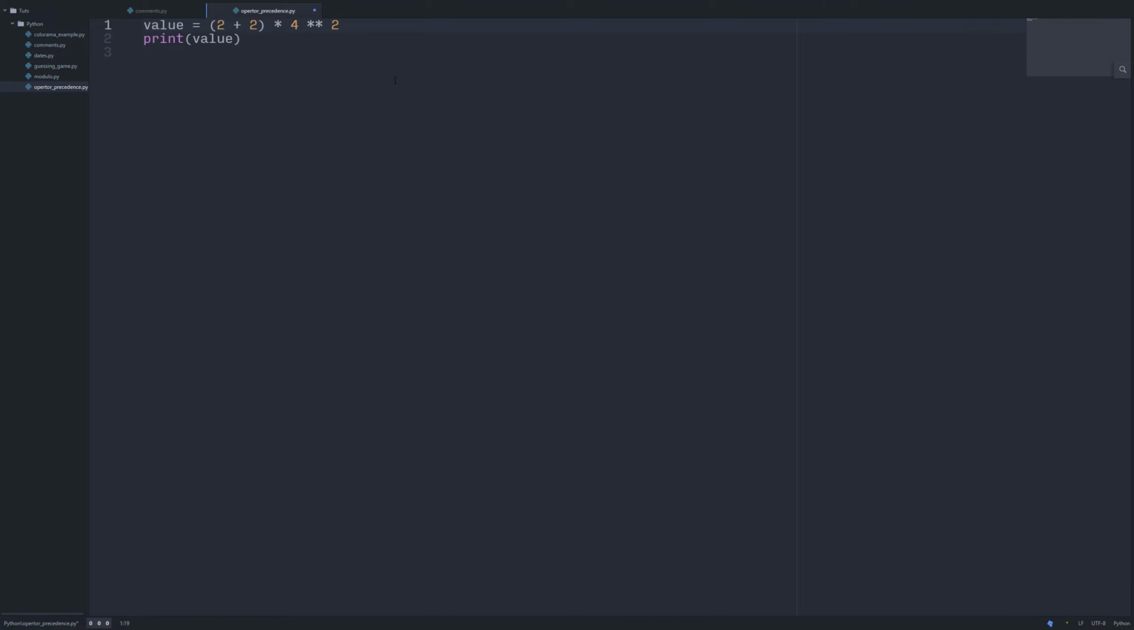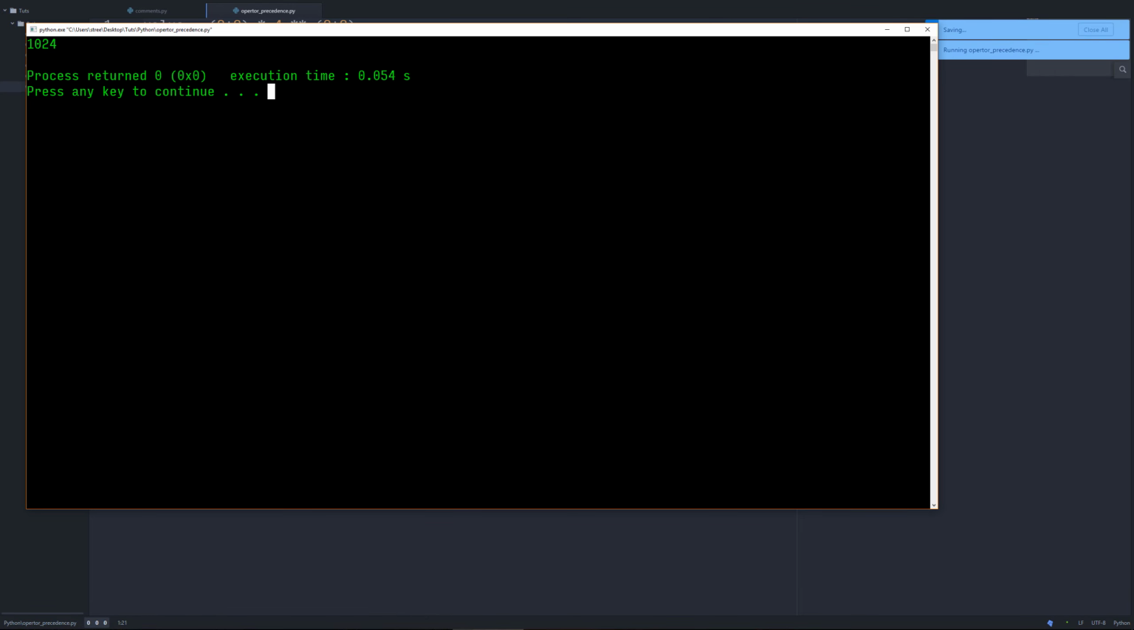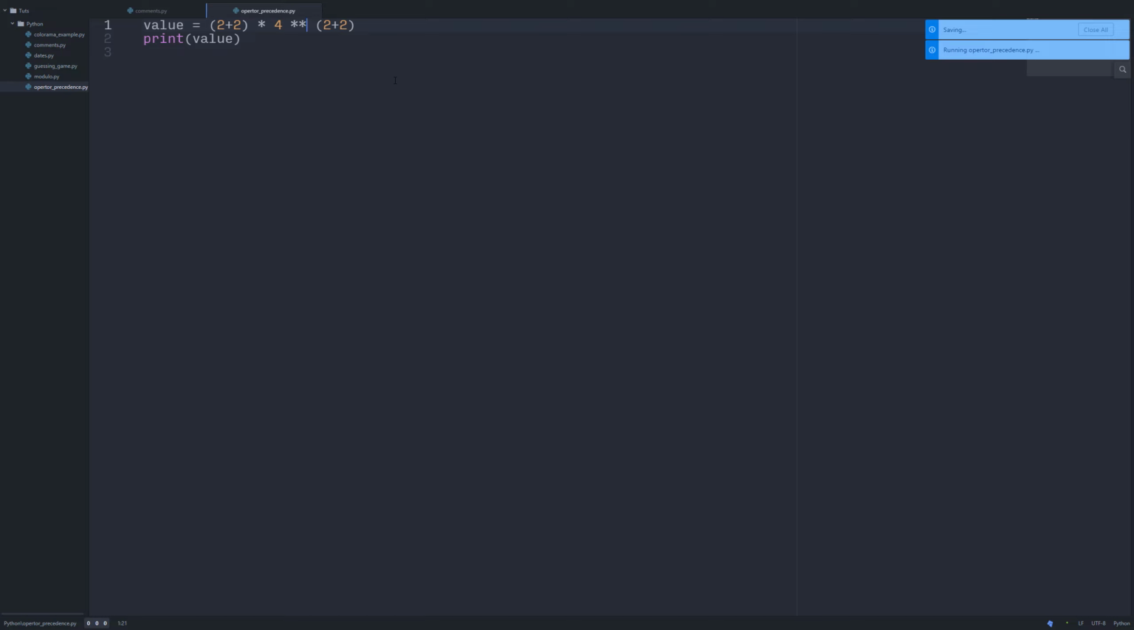You can have multiples in here. We could do this, but that wouldn't actually change our value at all. But let's go ahead and do something like that. Let's do 2 plus 2, parentheses, like that. And then let's go ahead and put these parentheses back on our 2 plus 2. Make it look cute like that. Boom. 1024. Exactly as we expected.